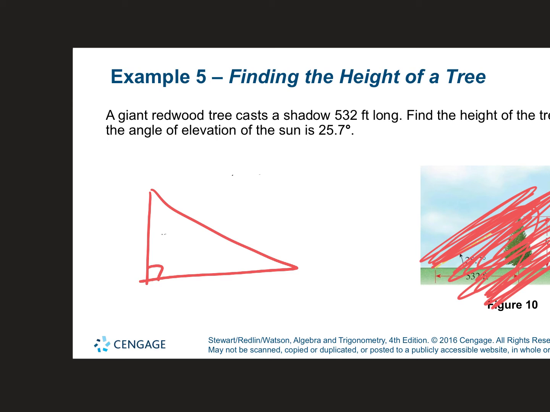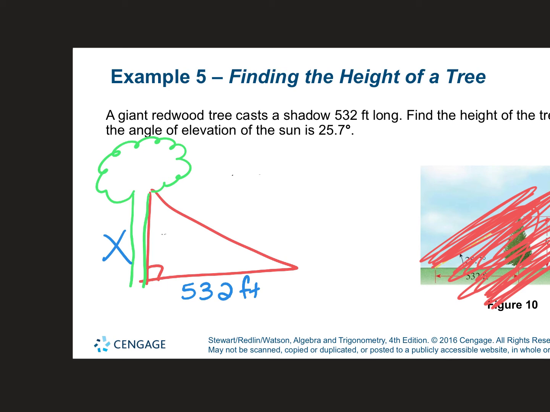A giant redwood tree. Did they say that the tree was laying on the ground because it was struck by lightning? No. They just said a giant redwood tree. So there's my tree. That's the vertical. It says it casts a shadow 532 feet long. Where is 532? The bottom, because shadows are on the ground. 532 feet. They didn't say the tree is 532 feet tall. They want you to find the height of the tree. What are we looking for? The green vertical, or the hypotenuse? Green vertical. We're looking for this.